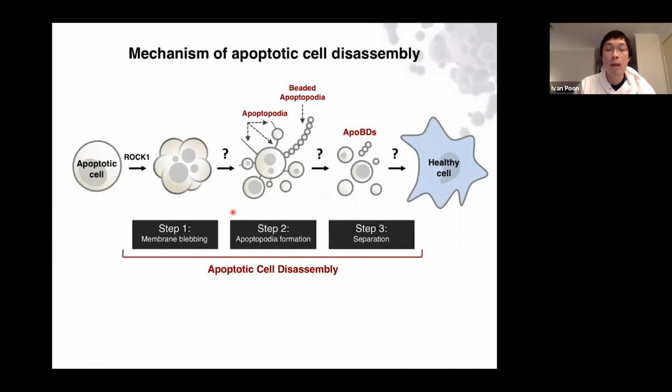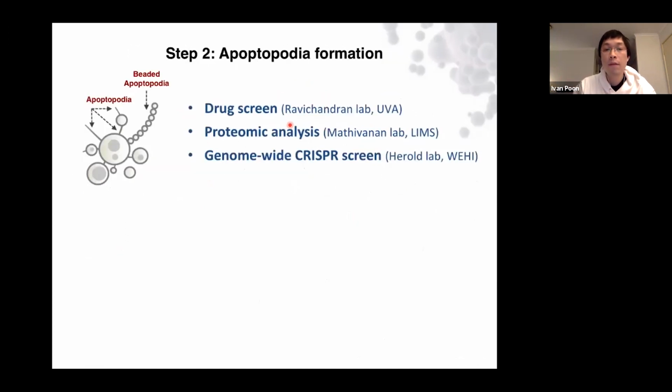So next, we tried to identify what the molecular factors are that regulate the formation of the protrusion that I mentioned before, apoptopodia, that drive the disassembly process. And we took three different approaches. So first, we performed a drug screen with the Ravichandran lab at University of Virginia. We also did proteomic analysis with Suresh Mathivanan's lab at LIMS, and also a genome-wide CRISPR screen with Marco Herold at WEHI. But today I'll just talk about the first two here.